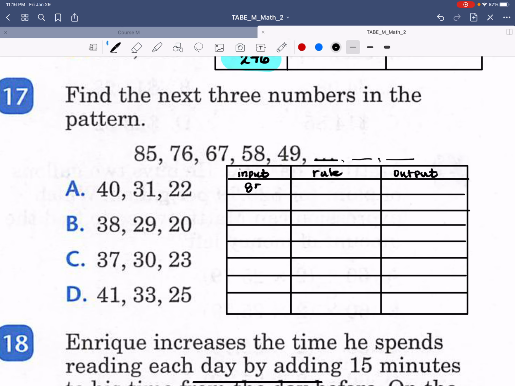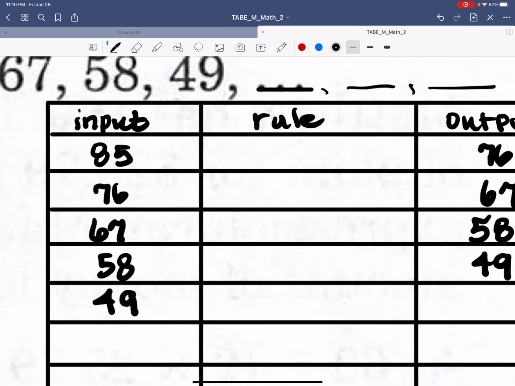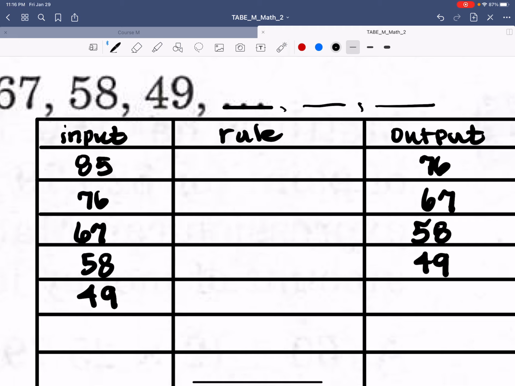85 and 76 are side by side. So that's input, output. 76, 67. 67, 58. 58, 49. And then they want us to fill in the rest. So this is breaking down. It's either subtraction or division. It's not a big jump, so I'm going to bet on subtraction. I think the pattern is -9.